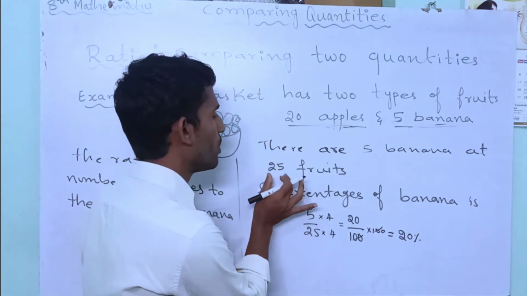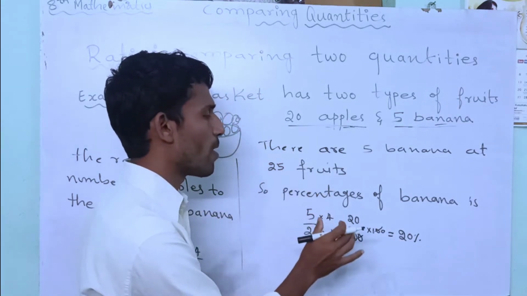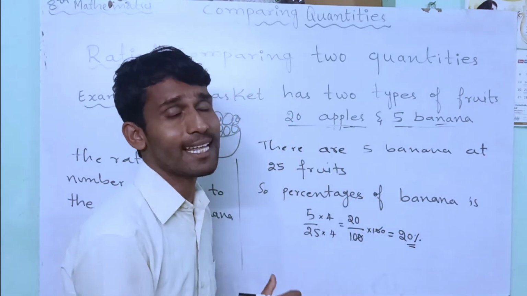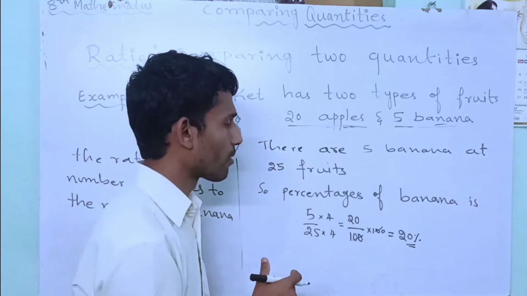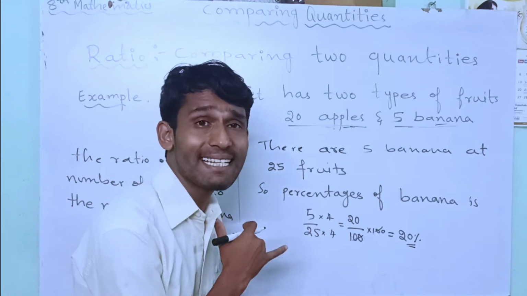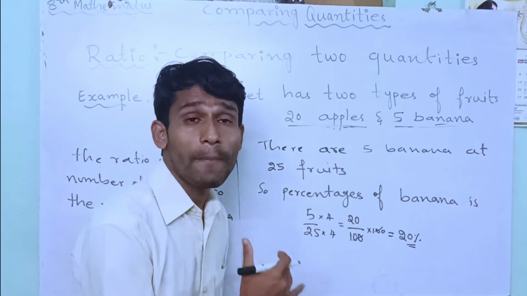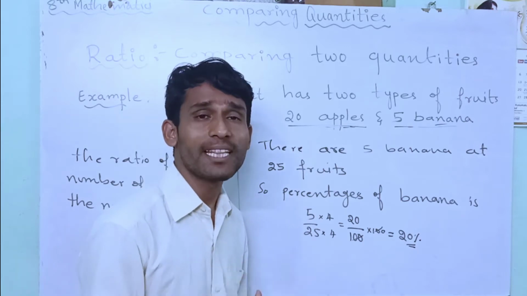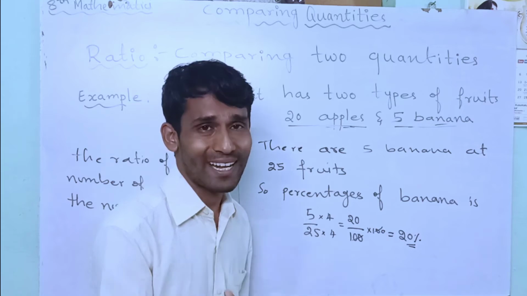Here you have 25 fruits. Out of the fruits, 20% are bananas. The remaining 80% are apples. Dear students, by using percentages also we can compare two quantities. This is also one of the methods to compare two quantities.